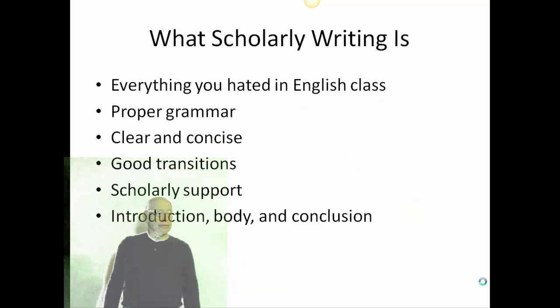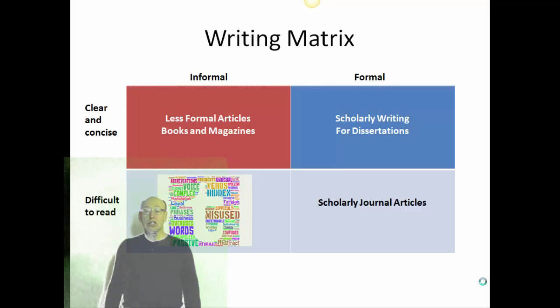And so, what is scholarly writing? It's everything you hated in English class. And that includes things like using proper grammar, making your writing clear and concise, using transitions to go from paragraph to paragraph, from sentence to sentence, providing scholarly support, using good references and citations, and it should also have an introduction, body, and a conclusion. All things we learned about in our writing classes.